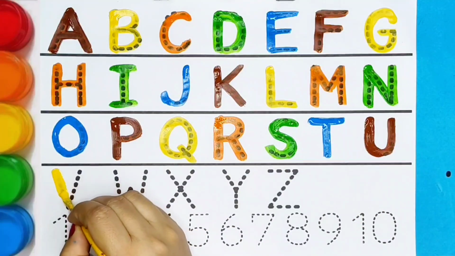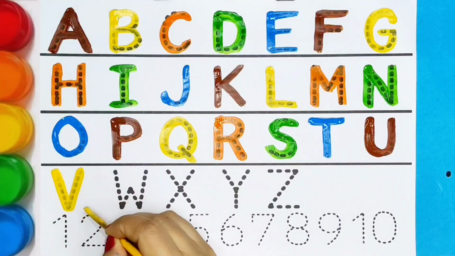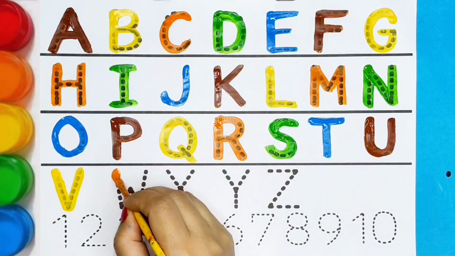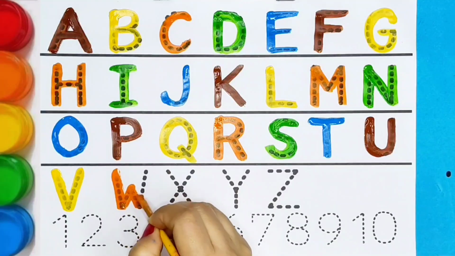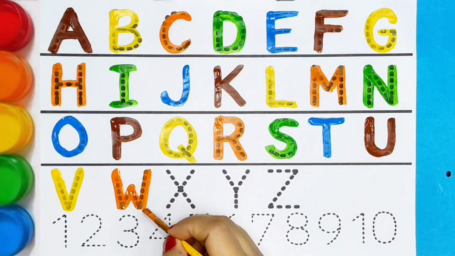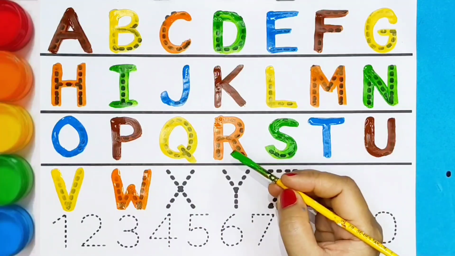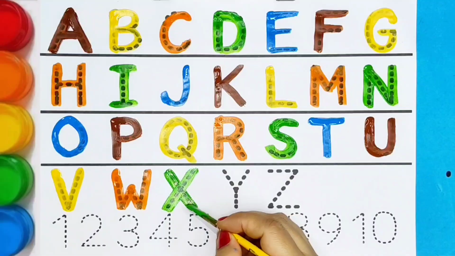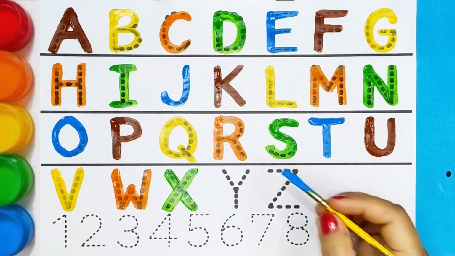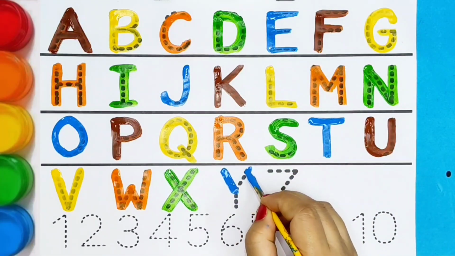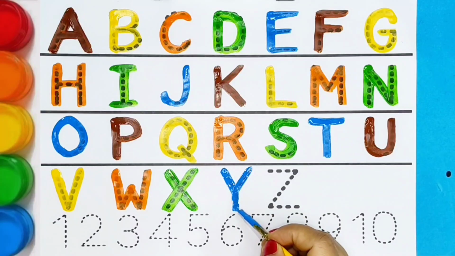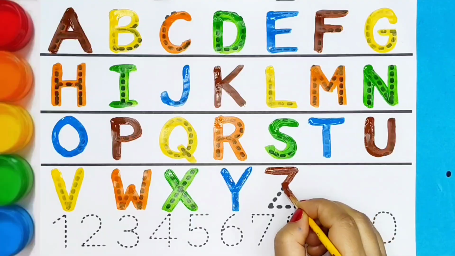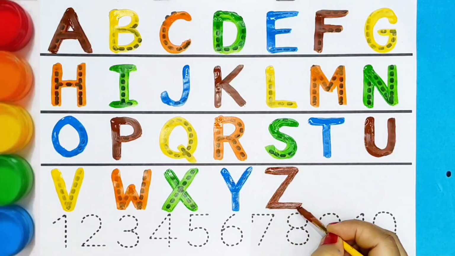Yellow color. V. V for van. Orange color. W. W for water. Light green color. X. X for Xmas tree. Sky blue color. Y. Y for yak. Brown color. Z. Z for zebra.